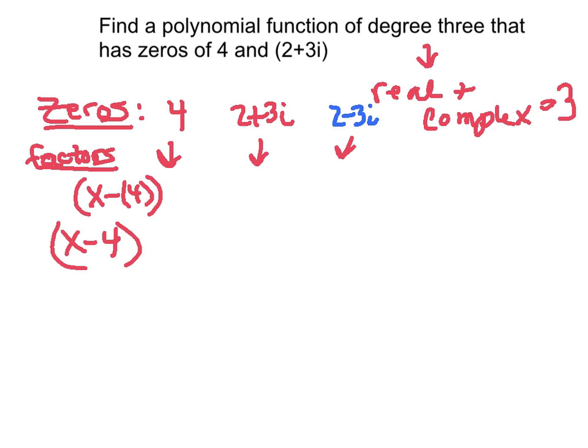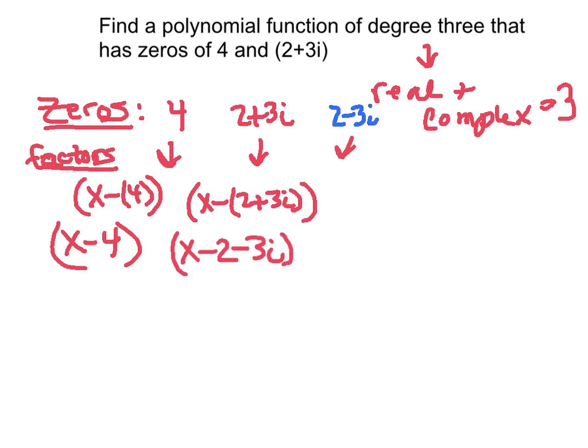We also know, following the same pattern, that if 2 plus 3i is a zero, then x minus this entire quantity, always x minus the zero, will be a factor. So when you simplify this, it's x minus 2 minus 3i. I got that just by distributing this subtraction sign. I'm subtracting this entire quantity.